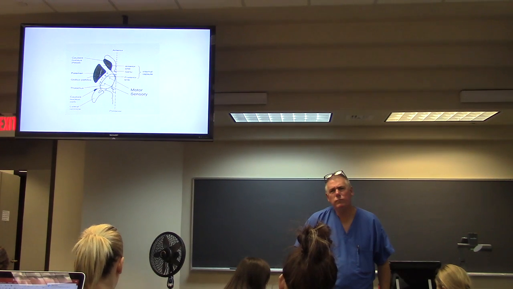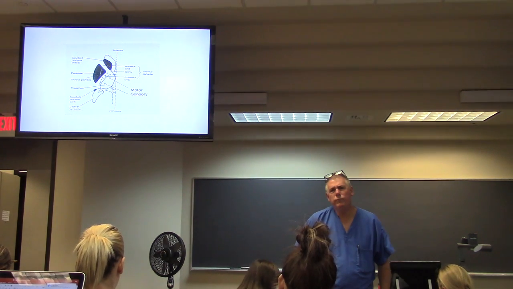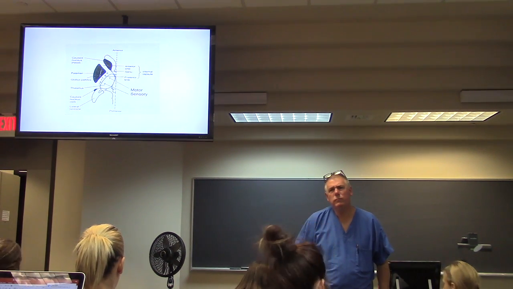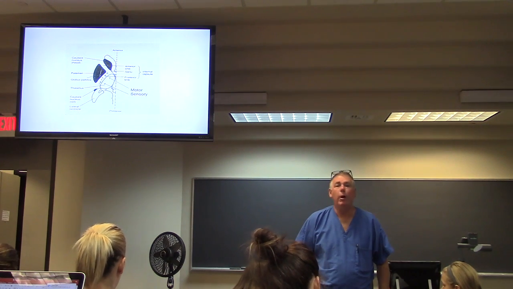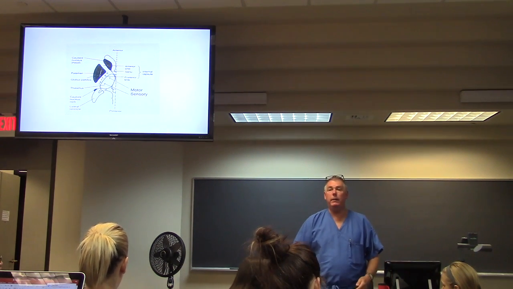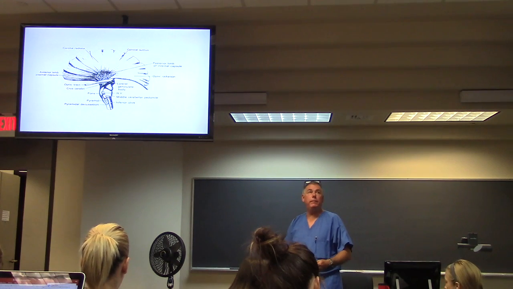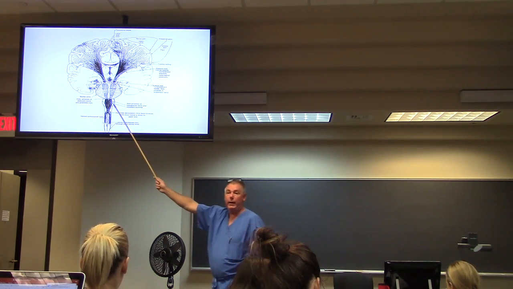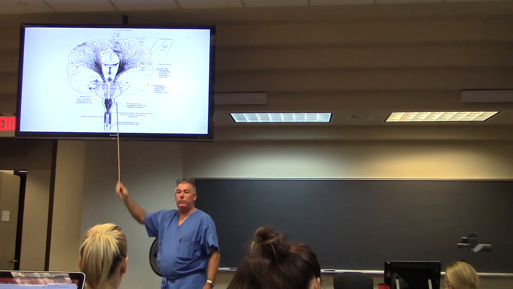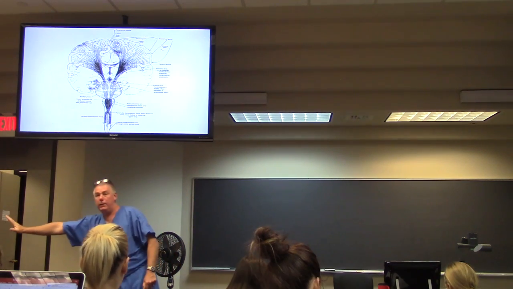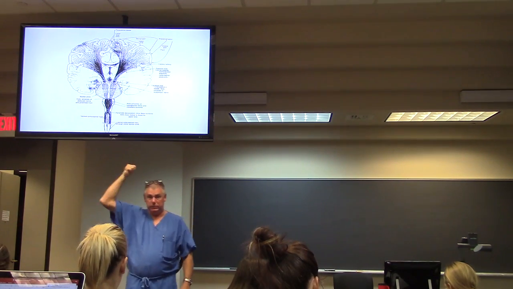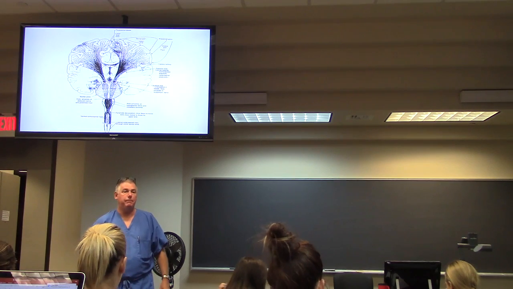If the motor fibers are going through the corticospinal tract, then why are they considered extrapyramidal? No, they're not. Oh, okay. All of these are intra. That right there is the pyramidal tract. Yes. The extrapyramidal is basal ganglia.